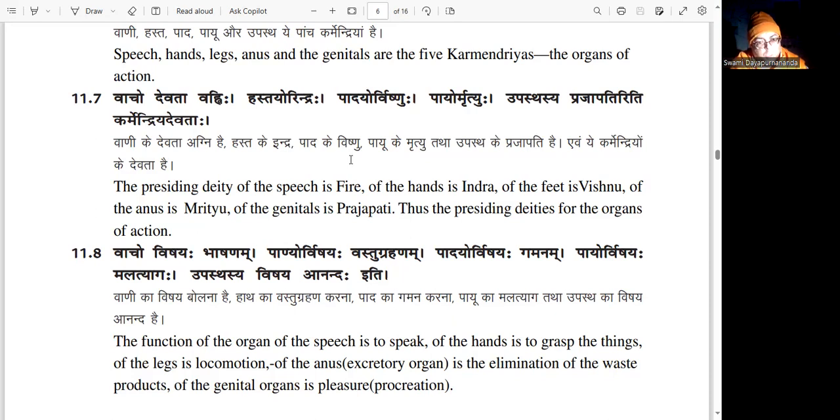Then comes Upasthasya vishaya ananda iti. So the function of Upastha is ananda. The function of the genital organs, the reproductive organs, is pleasure. Here pleasure, ananda, means procreation. That is of Prajapati, as we said, the Devata for reproduction. That is why the same thing is said in a higher degree.